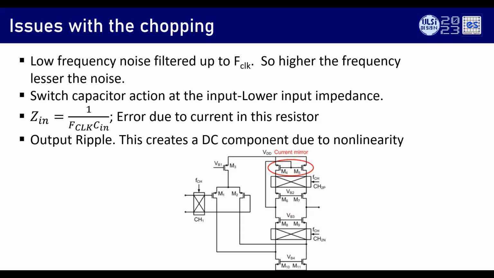Okay, I just talked about some issues with chopping. I'm not going to explain how we handle it. There are certain issues with chopping, like low frequency noise filtered up to F clock. So you need to have the noise frequency lower than the clock frequency, otherwise you'll see aliasing.